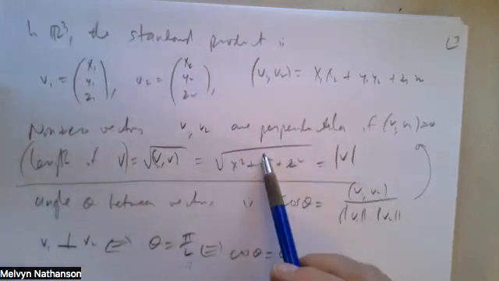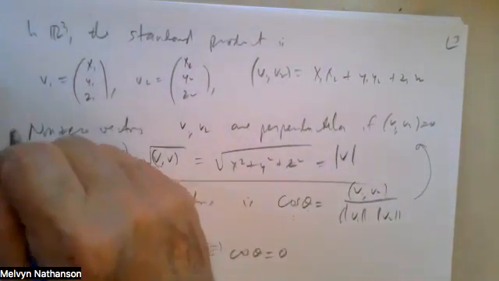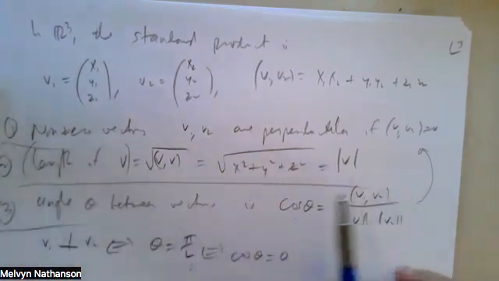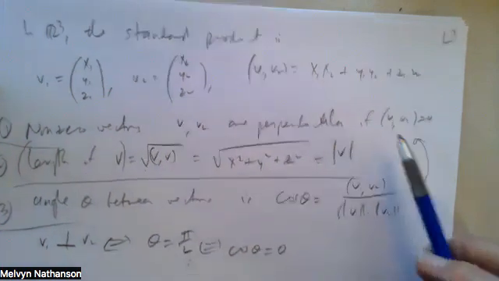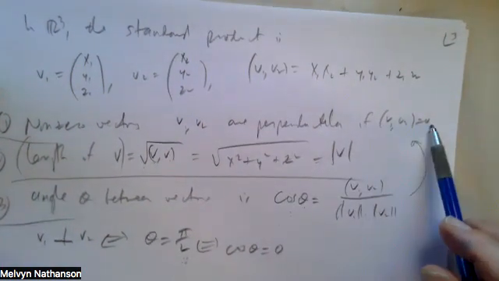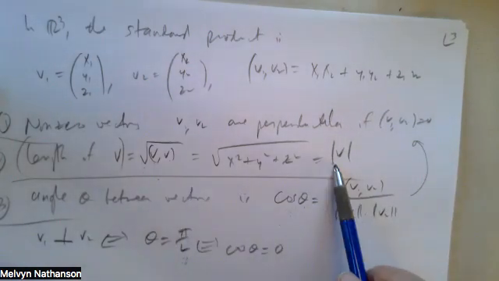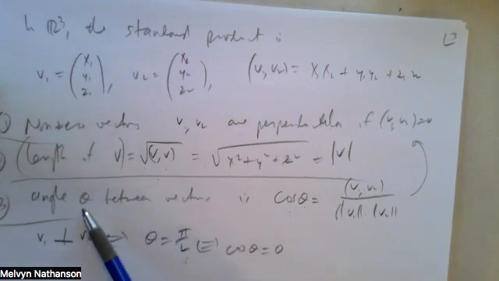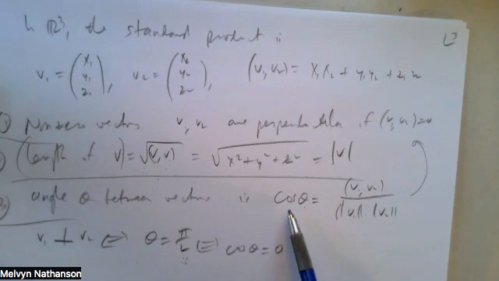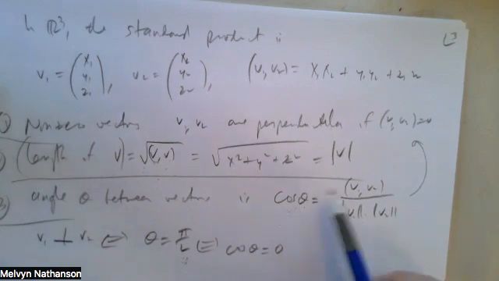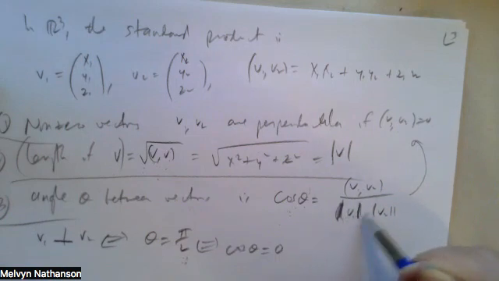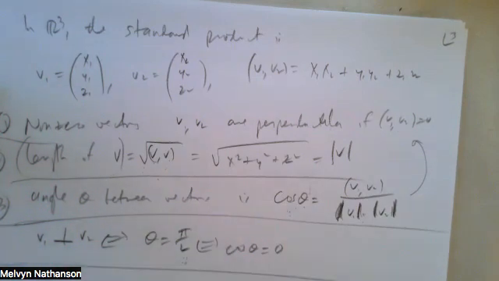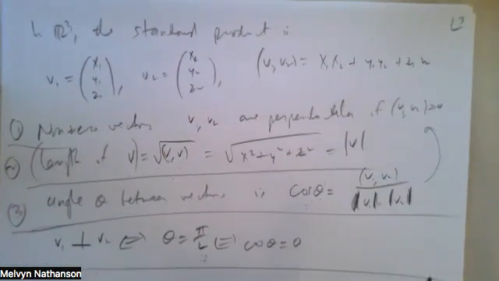And here I'm talking about the cosine of the angle between two vectors. So here I have three different statements. One, two, three. Two vectors are perpendicular if the inner product of them is 0. The length of a vector, absolute value v, is the square root of the inner product of the vector with itself. And the angle theta between vectors is given by the formula that the cosine of theta is the inner product of the vectors divided by the product of their lengths. So those are three separate statements.